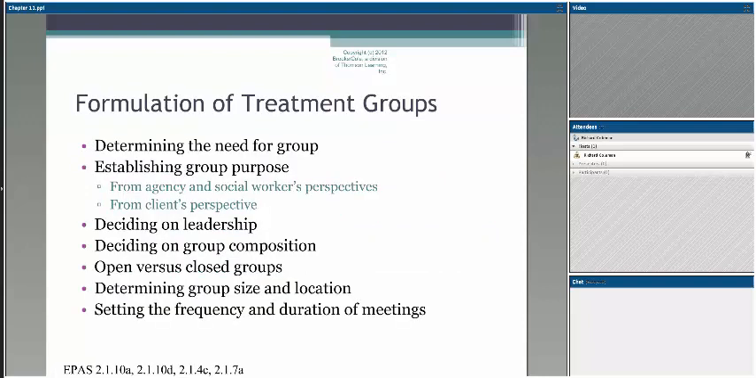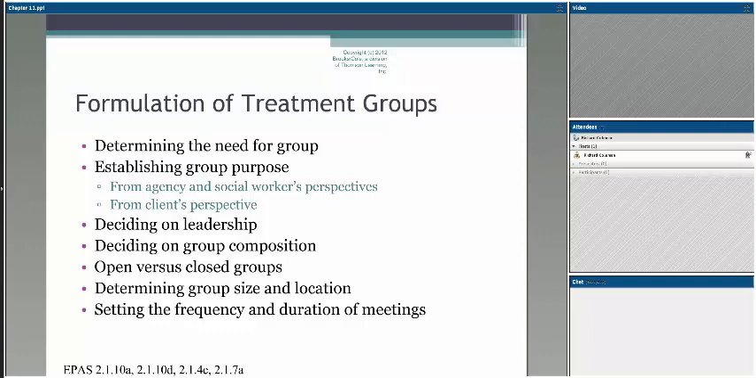When we're talking about the formulation of treatment groups, remember we just said treatment groups are designed to deal with some aspect of treatment for the clients involved. As you think about forming these groups, look at what the need for that particular group is and what the purpose might be, and you want to hear it from the agency you might be working with, as well as the clients that you are going to be serving.